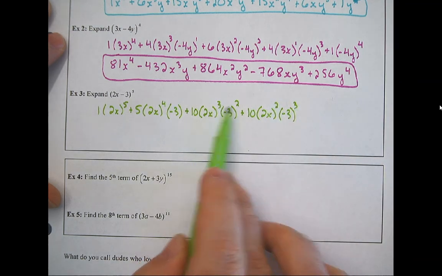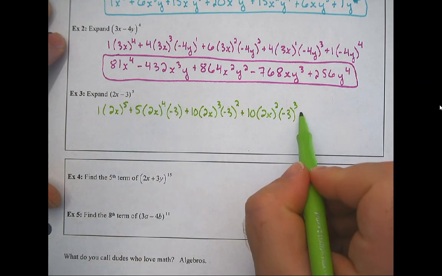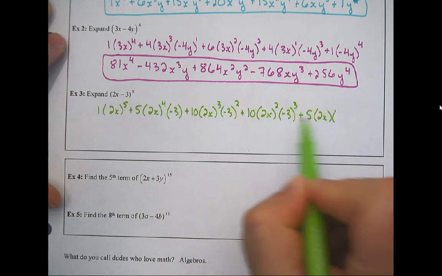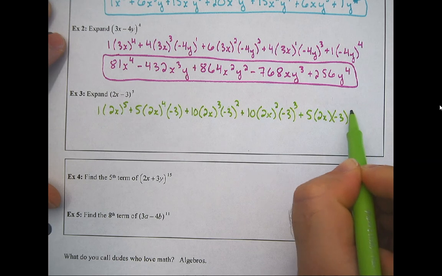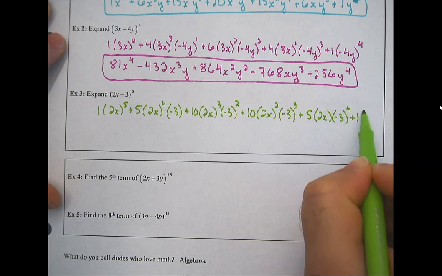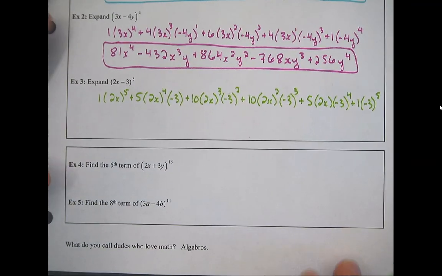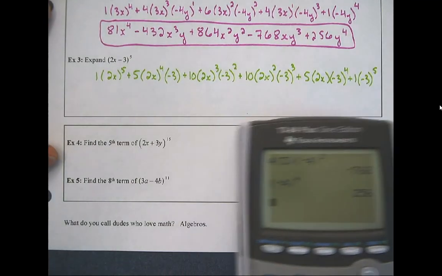And in my head, I'm always making sure these add up to 5. Plus 5. The 2x goes down to 1. The negative 3 goes up to 4. And then finally, I have 1 times negative 3 to the fifth. Now I need to calculate each one of these.